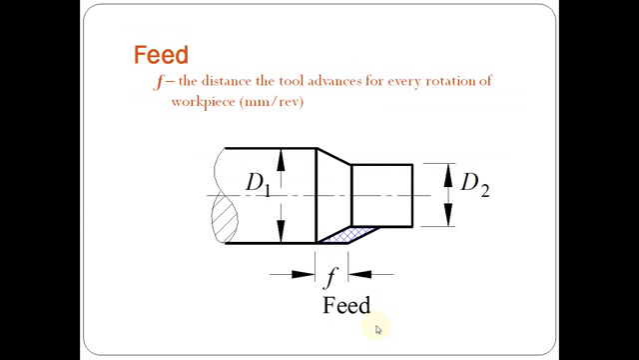And feed will be a simple representation. Here is the direction along this way, the length of cut or length of the workpiece for a turning process. So the feed is the distance the tool advances for every rotation of the work part.